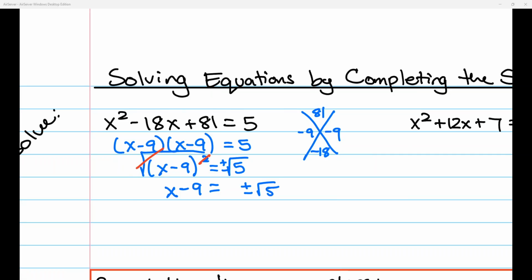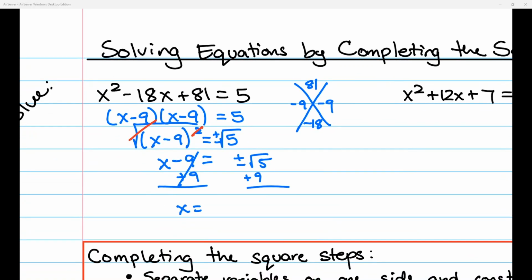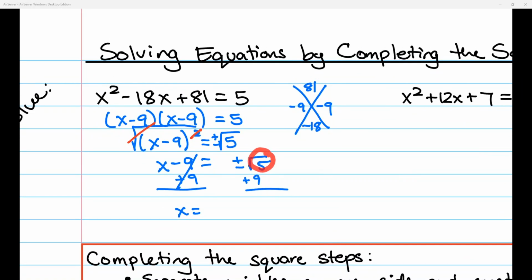I'm going to add 9 to both sides because I'm trying to get x by itself. x is equal to, now because these are not the same type of thing, this is a square root and this is a 9, I can't combine them, so I'm going to have to write them separately. I'm going to write the 9 in front. So this is going to be 9 plus or minus the square root of 5.